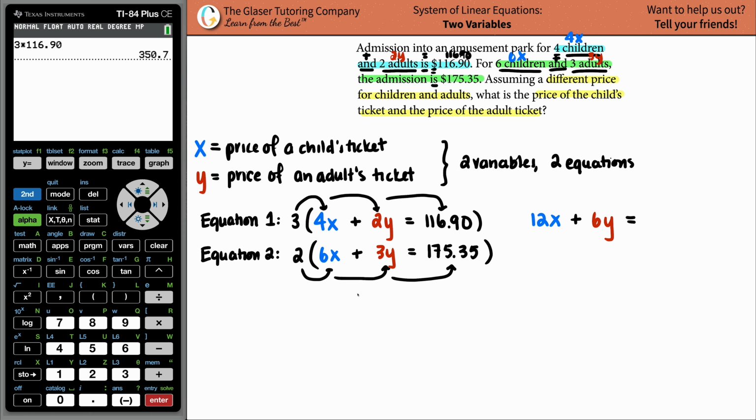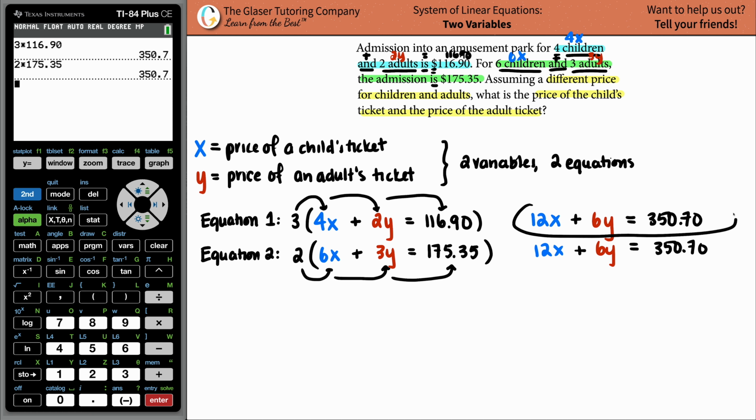116.90. So we get 350 and 70 cents. I'm just going to put the 70, but you could just put the 7. And then for the bottom one, we have 12x plus, there's the 6y, and it's going to equal 2 times 175.35. Ooh. Something interesting is happening here.